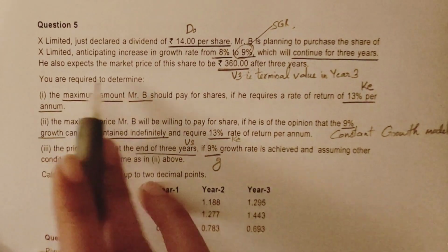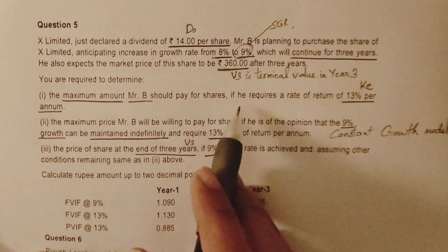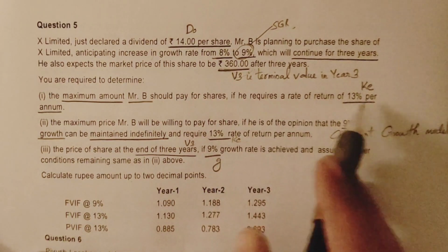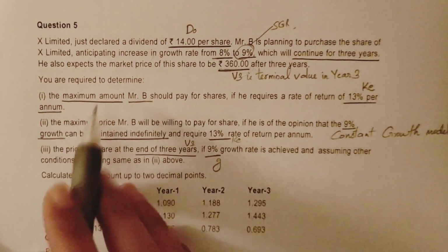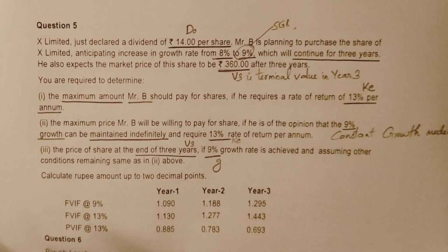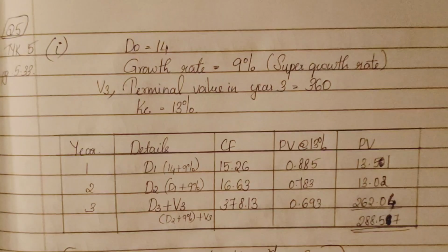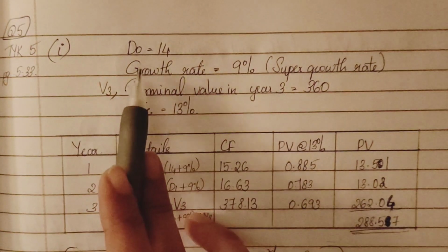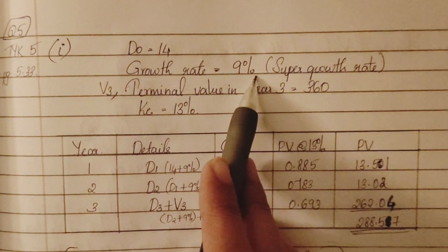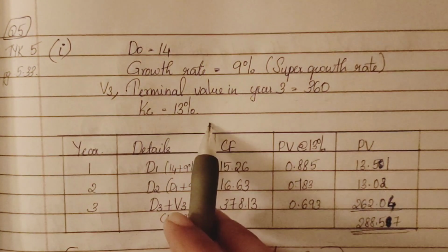Okay, you are required to determine the maximum amount Mr. B should pay for shares if he requires a rate of return of 13% per annum. So we need to calculate the current market price at which he should purchase the shares. Cost of equity given is 13% per annum. So we can write the given details: D0 is 14, growth rate is 9%, terminal value in year 3 is 360, cost of equity is 13.